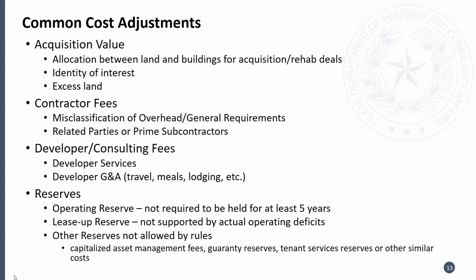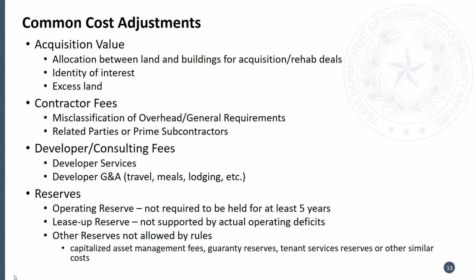If there is excess land that is bought initially, but only a portion is being used and restricted for the development, then we would prorate the amount that is actually used. And the rules go into a little bit more detail about how that is determined, but just know that that could reduce the acquisition value that is used by the TDHCA analyst.